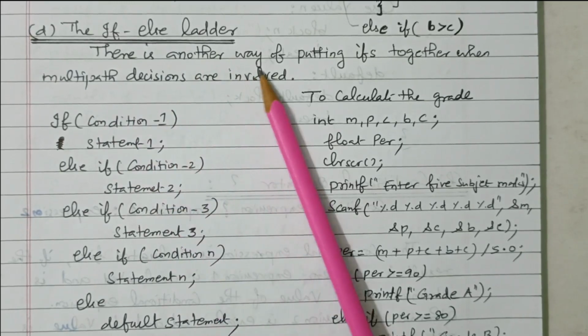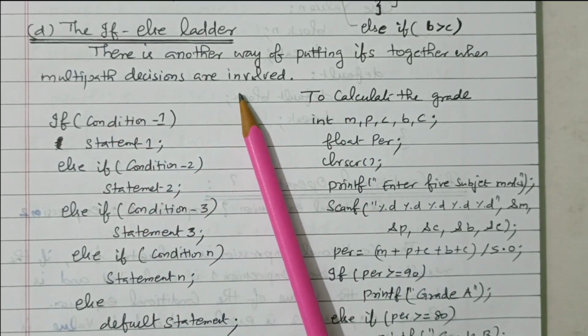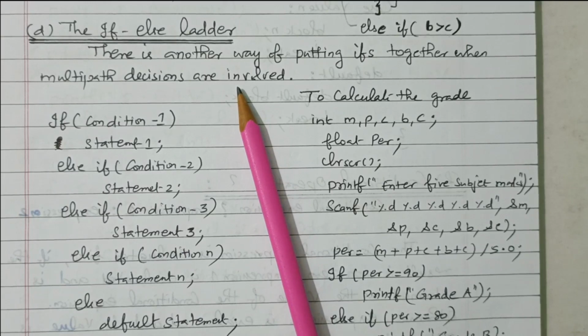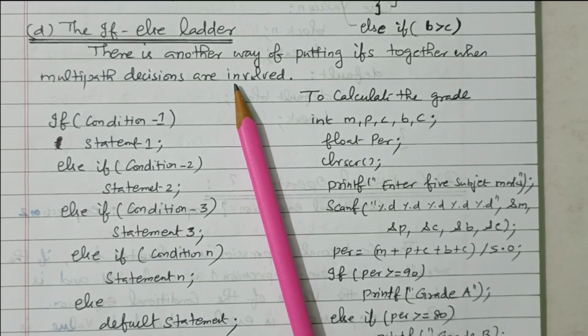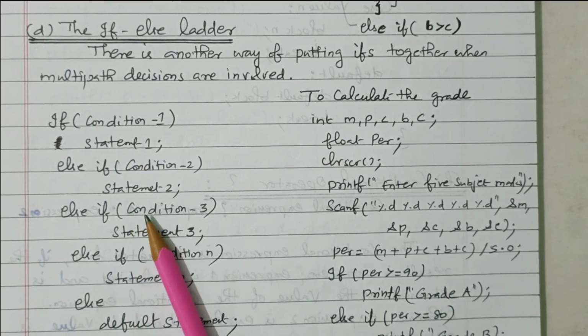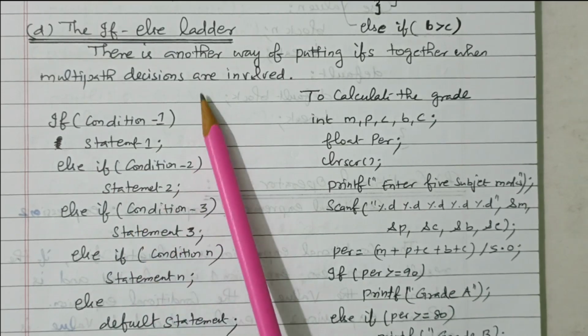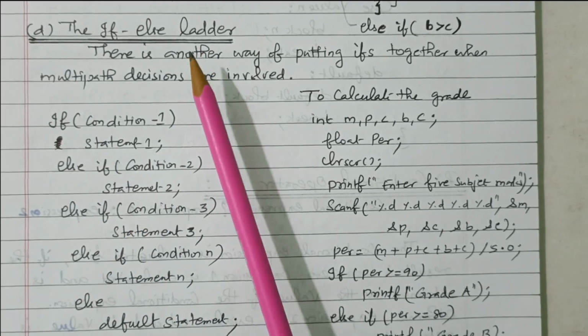There is another way of putting ifs together when multiple decisions are involved. Here first we verify one if condition, and for that one statement will be there. If it is false, then another condition and another statement, like that. But in the case of nested if, we check the conditions continuously: condition 1, then condition 2, condition 3, and thereafter we take the decision. Here for every condition a statement is available. That is the difference between nested if and ladder. Ladder means every step has a statement.